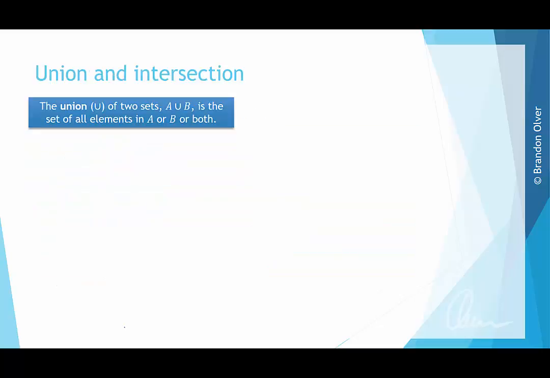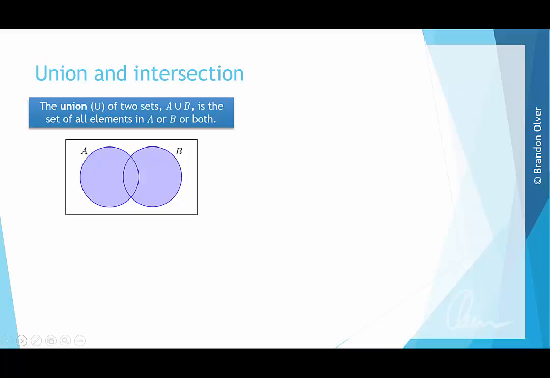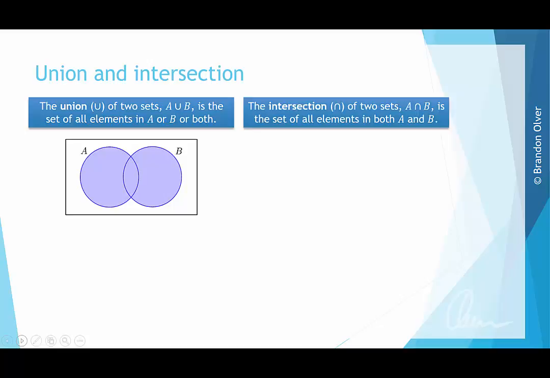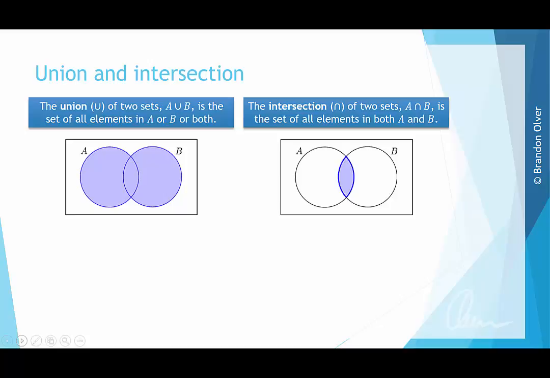The union of two sets, A union B, is the set of all elements in A or B or both. So on a Venn diagram, that's all of the blue shaded region shown. And then the intersection of two sets, A intersecting B, is the set of all elements in both A and B. So on a Venn diagram, that's just the overlapping region between the two sets.